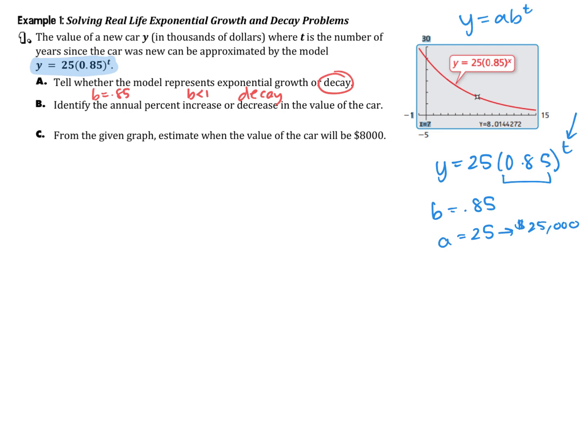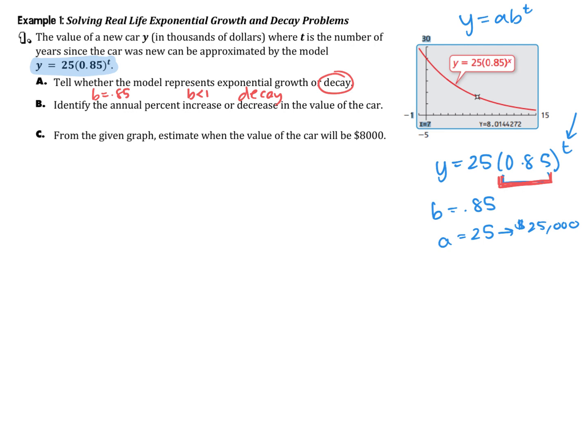The percentage of increase or decrease, well, what I want you to think about is how far away 0.85 is from having it be 1, right? 1 would be where we don't have an exponential function anymore. Anything less than 1, or how far away we are from 1, is going to tell us what our percent increase or decrease is. So this is basically saying that the car, every year, we're looking at 85%, 0.85 of its value.